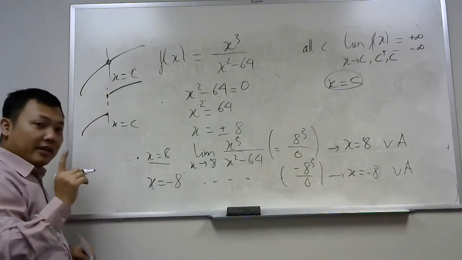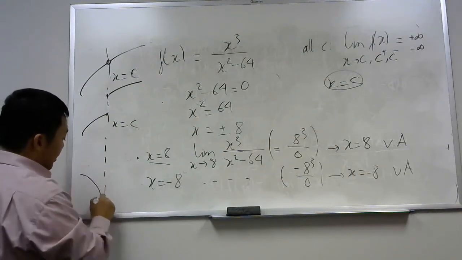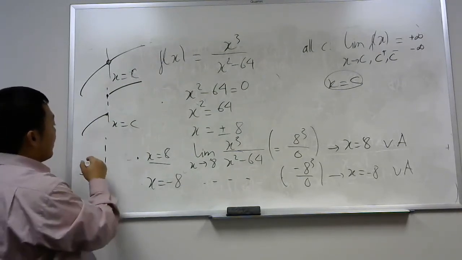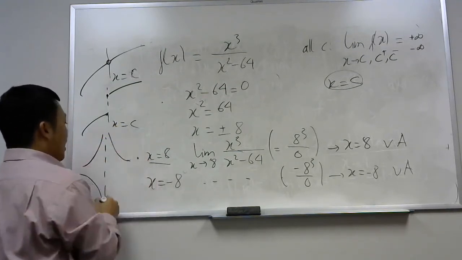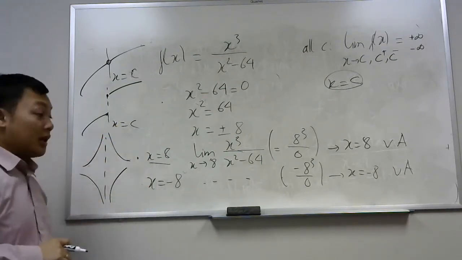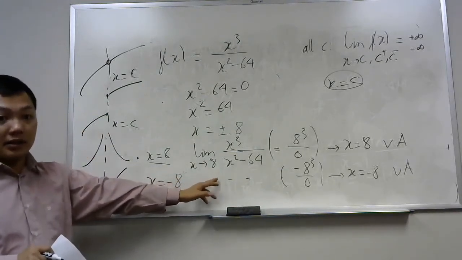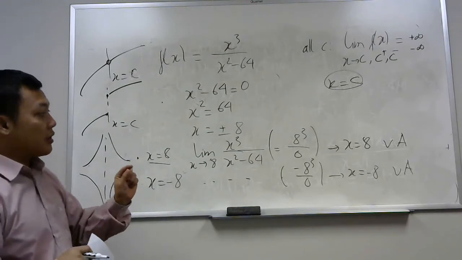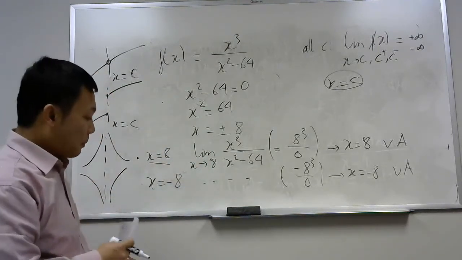The last case is a vertical asymptote. You take something like this, and this goes to negative infinity or goes to positive infinity. Or maybe you go from the right, you get this picture. In this case, x equal to c is a vertical asymptote. That's what we have in here. So that's why we need to check the limit each time. Okay?